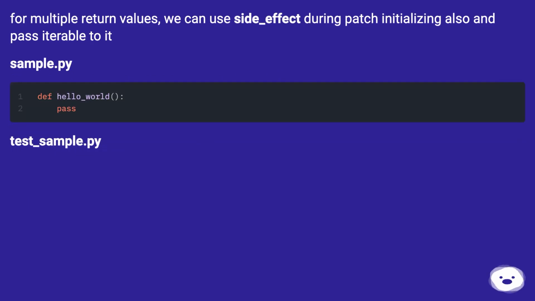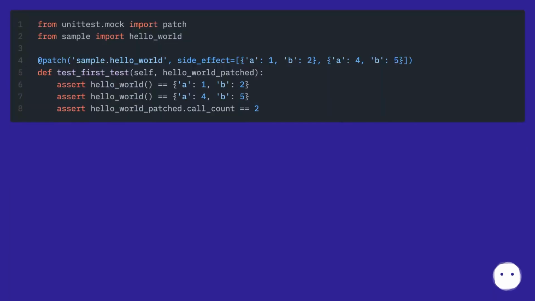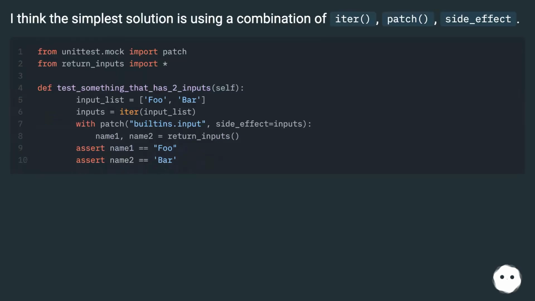For multiple return values, we can use side_effect during patch initializing also and pass an iterable to it. Sample.py. Test_sample.py. I think the simplest solution is using a combination of iter, patch, side_effect.